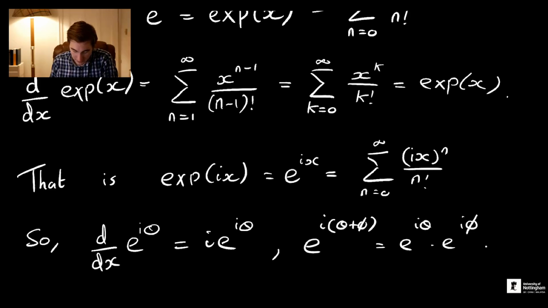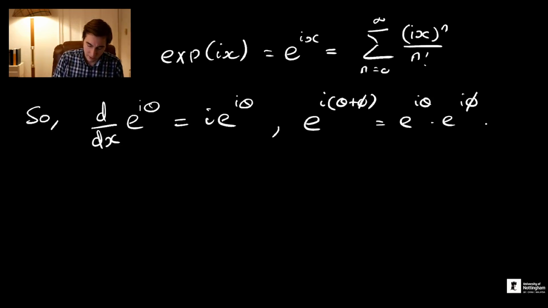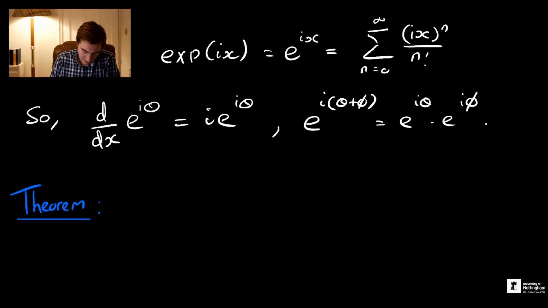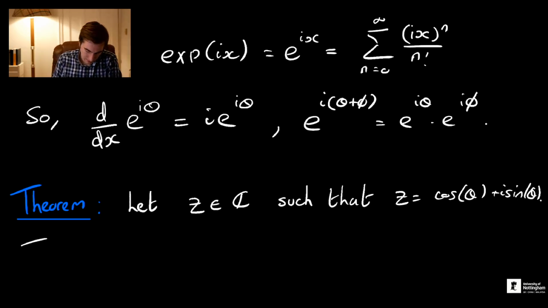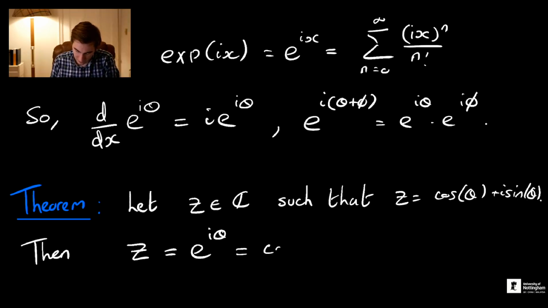So it seems to imply here that e to the i theta is cosine theta plus i sine theta. So that arrives at the theorem that we're going to state, which is Euler's formula, which says: let z be in C such that z is equal to cosine theta plus i sine theta, then z is equal to e to the i theta. In other words, e to the i theta is equal to cosine theta plus i sine theta.